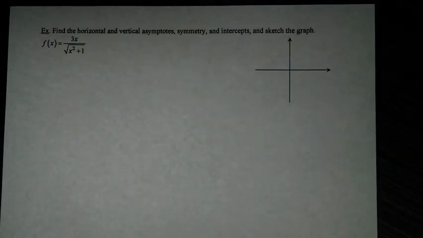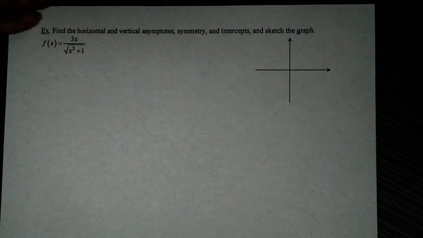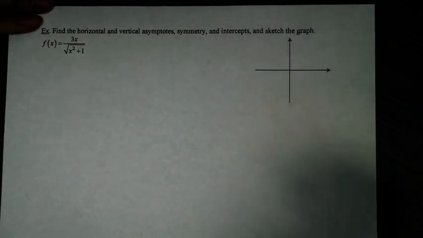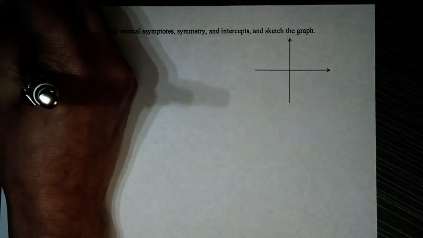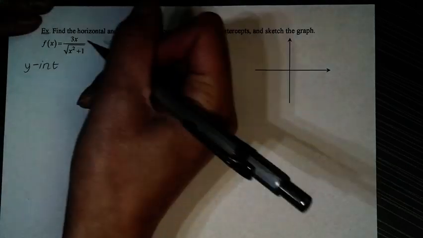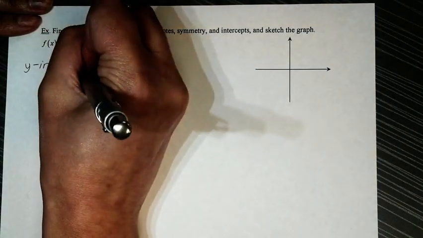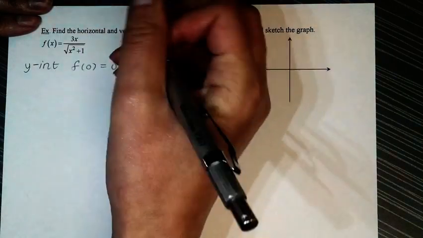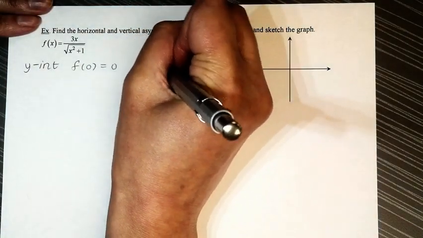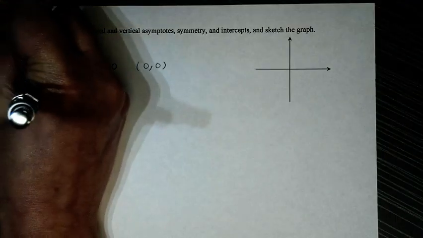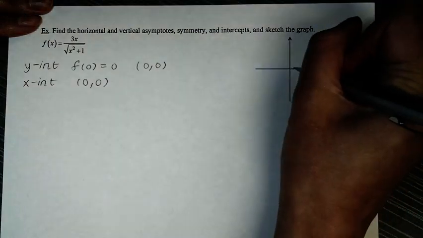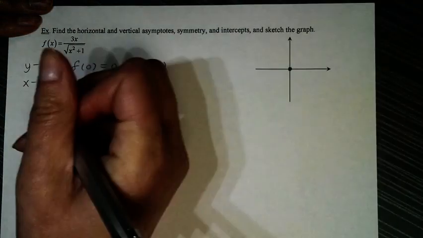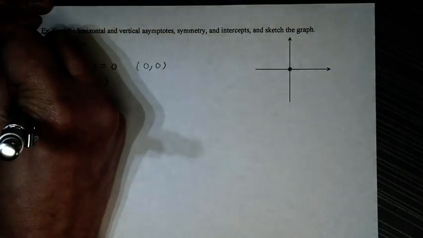In this question, what you need to do is find the horizontal and vertical asymptotes, symmetry and intercepts, and sketch the graph. So what you're going to do first is find the intercepts. Let's start with the y-intercept. You know from algebra 2 that for the y-intercept, you plug 0 into your equation and this will give you 0. Therefore, your y-intercept in this function is (0, 0). Similarly, the x-intercept is going to be (0, 0). So your intercept is going to be here. Now, the next thing that you're going to do is find the vertical asymptote.